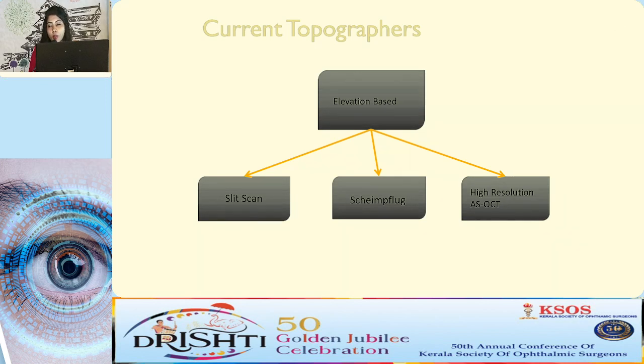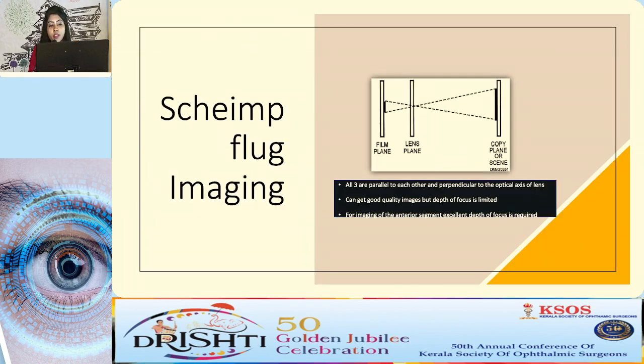So the current topographers that we are having are elevation based, and they are based on 3 main principles. One is a slit scanning method, which is the Orbscan. Then comes the Scheimpflug principle, on which run the Pentacam, Oculyzer and Galilei, and then the high resolution OCT, which is the Visante. So what is the Scheimpflug principle?